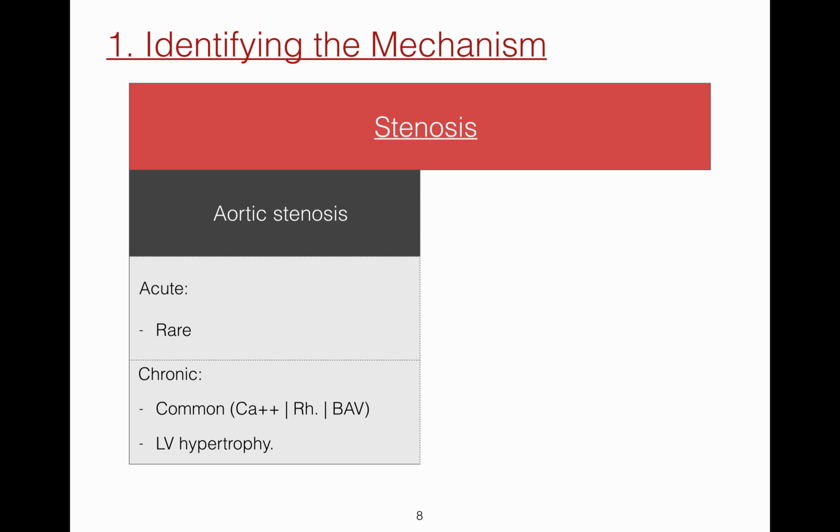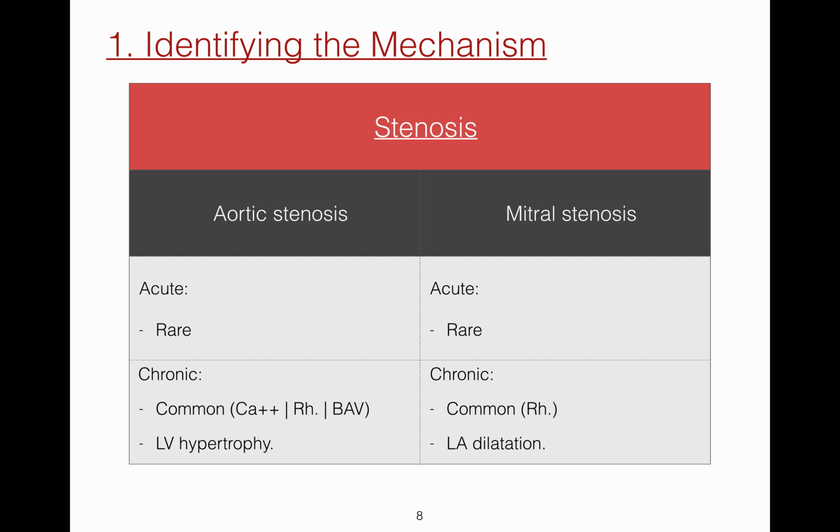Aortic stenosis occurs rarely in an acute setting. More often, aortic stenosis is chronic. That is, it occurs as a result of pathological changes that develop over time. Aortic stenosis results in increased LV pressure, and as a result, left ventricular hypertrophy is a typical response to chronic aortic stenosis.